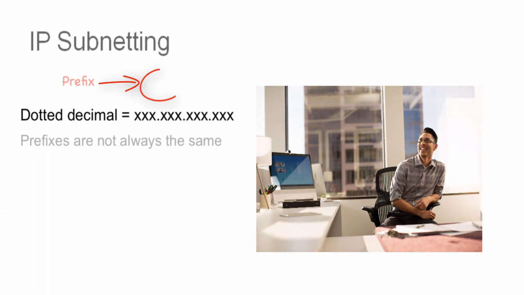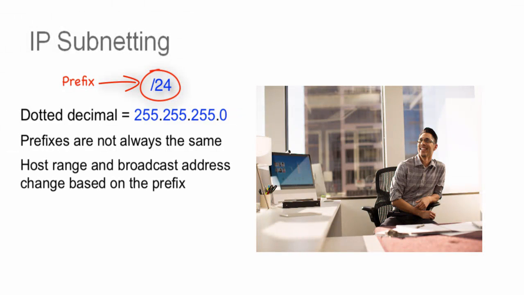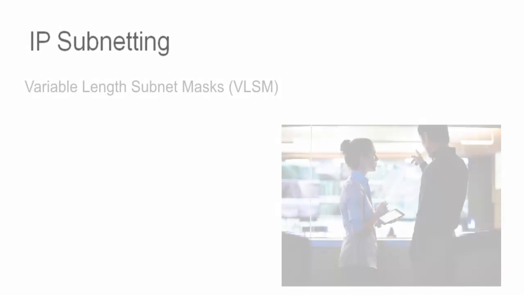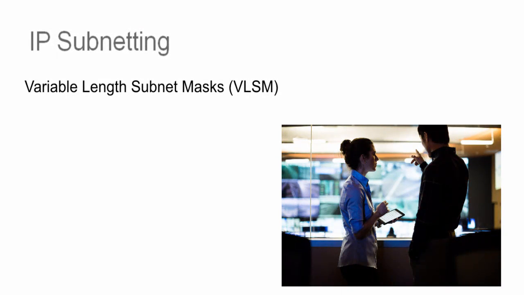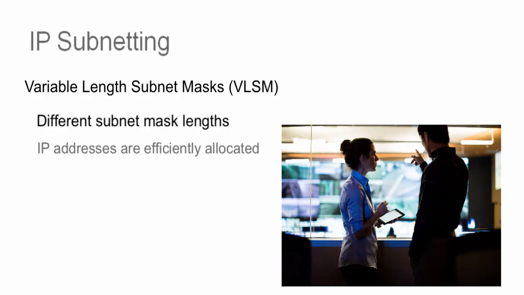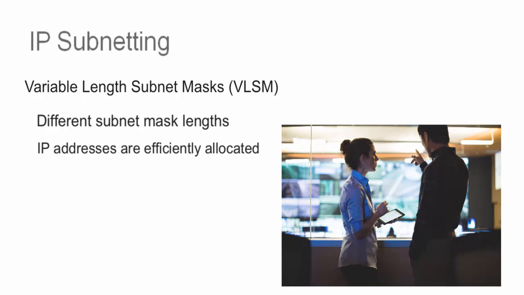The networks will not always assign the same prefix. Depending on the number of hosts on the network, the assigned prefix may be different. Having a different prefix number changes the host range and the broadcast address for each network. Variable length subnet masking, or VLSM, refers to the concept that subnets can be created with different subnet mask lengths. One of the benefits of VLSM is that the IP addresses can be more efficiently allocated to each subnet.